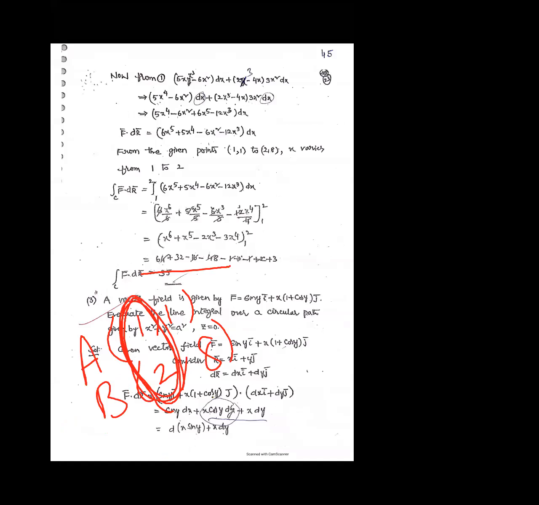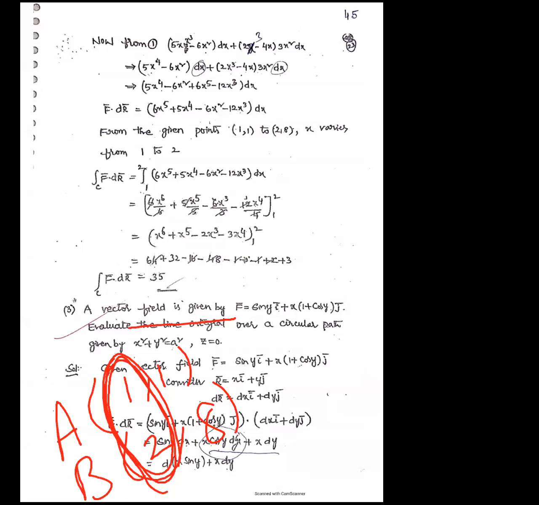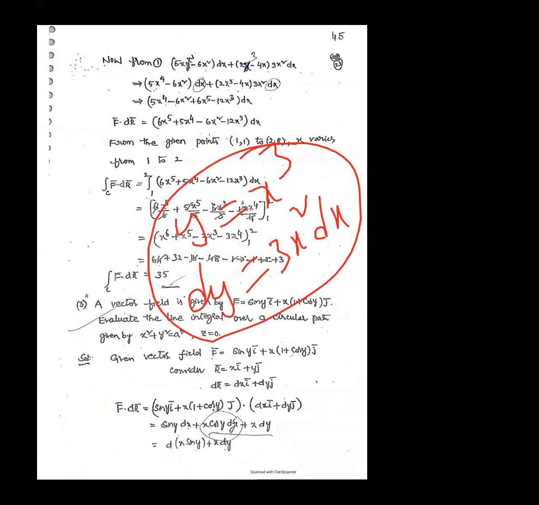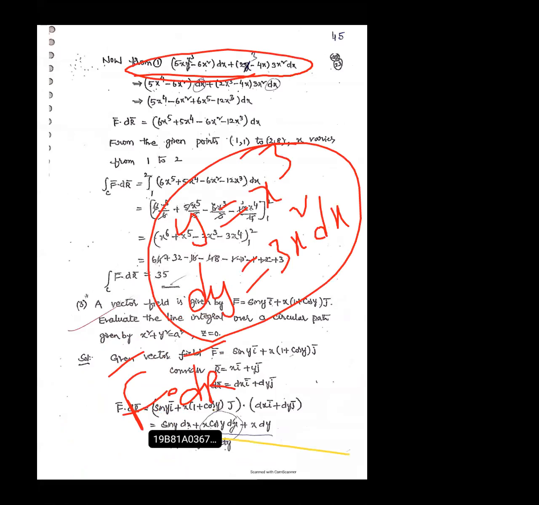Okay, first of all, we calculate F bar dot dr bar, substituting the recently found values. That means y equals x cube is given, and dy equals 3x square dx. Substituting these values in F bar dot dr bar, we substitute y equal to x cube and dy equal to 3x square dx, and we get F bar dot dr bar.